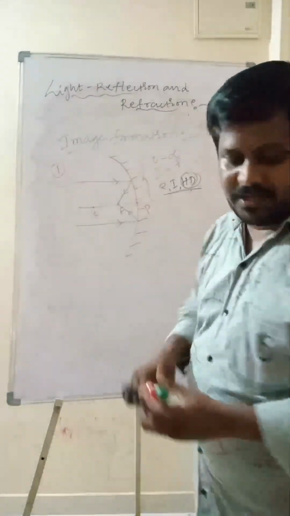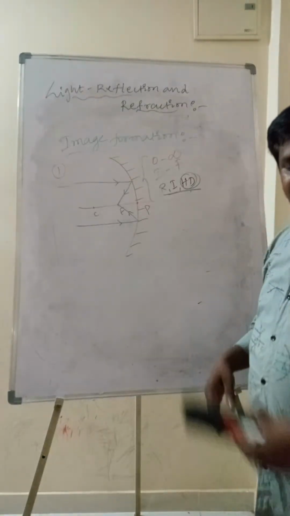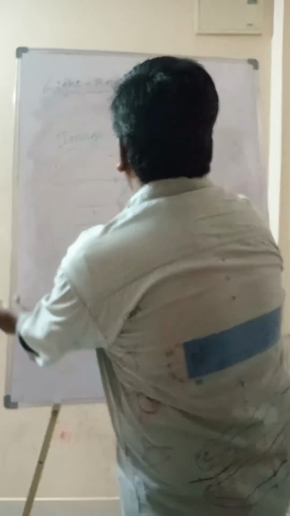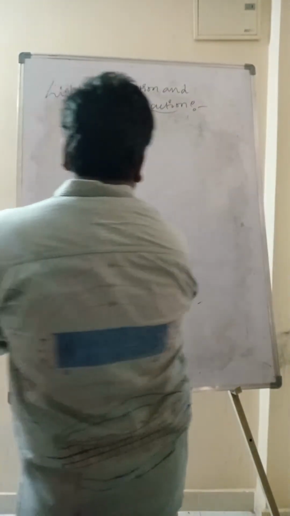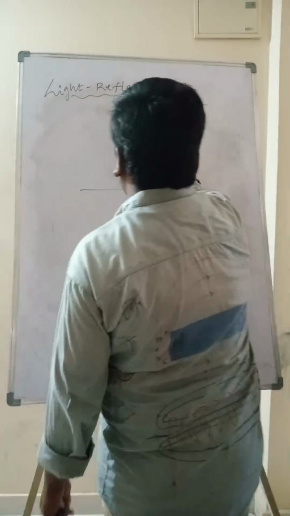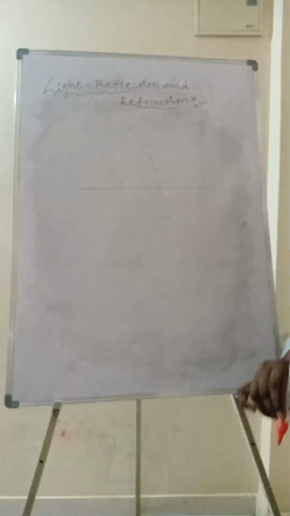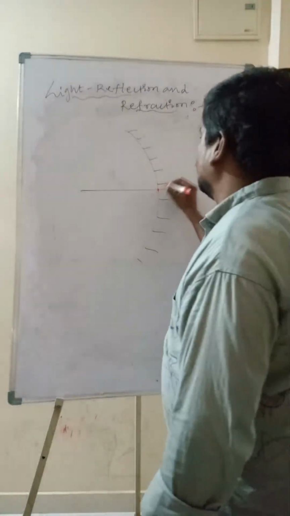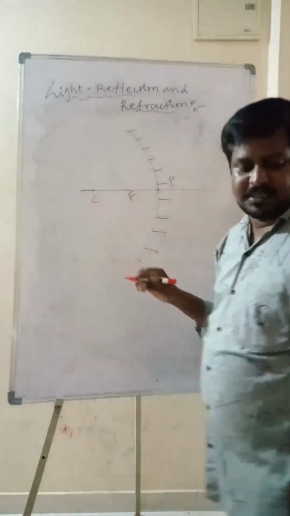Next, the object is placed beyond the center of curvature. Here I am considering like this. This is the pole, focus, and center of curvature.